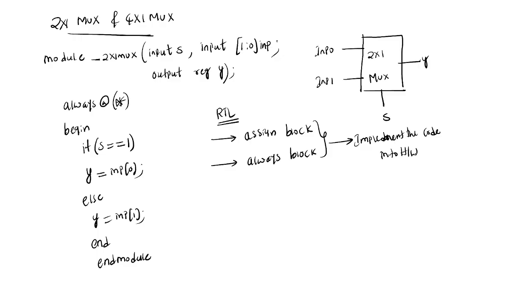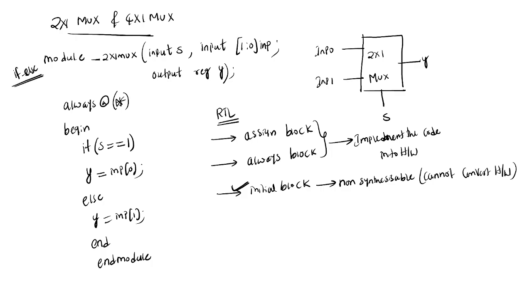Suppose you are writing an initial block. One more is there, the initial block. This is non-synthesizable. Non-synthesizable means we cannot convert it into hardware. The initial block is used in the test bench. So this is the design for the 2 cross 1 mux by using the if else statement.